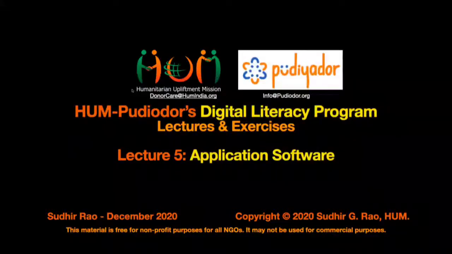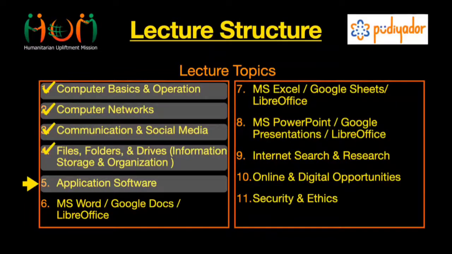So today's lecture is lecture 5. The focus is on application software, and we are going to be talking about what in mobile phones you know as apps. We are going to be talking about applications. You call them apps on mobile phones. Apps is a short form for applications. So in the computer world, where you use desktops and laptops, you call them applications or application software.